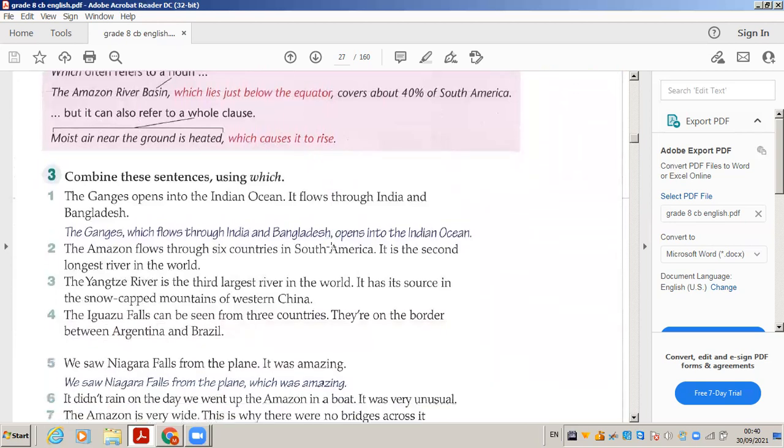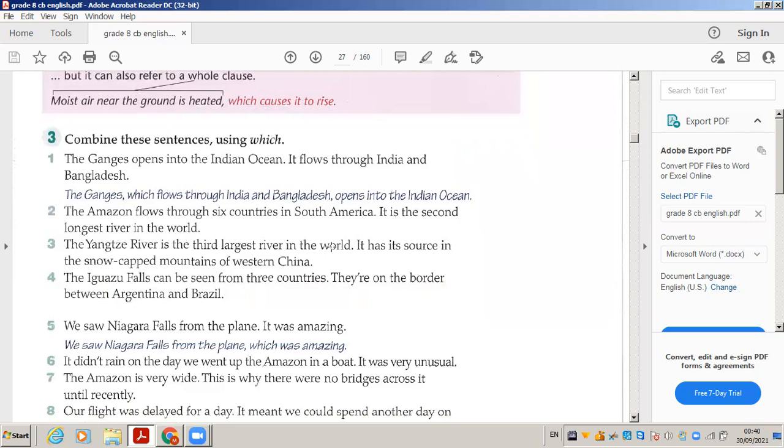Let's go to exercise number 3. Combine these sentences using which. Combine means to join. The Ganges opens into the Indian Ocean. It flows through India and Bangladesh. So I have to combine these two sentences as follows. The Ganges, comma, which flows through India and Bangladesh, opens into the Indian Ocean.